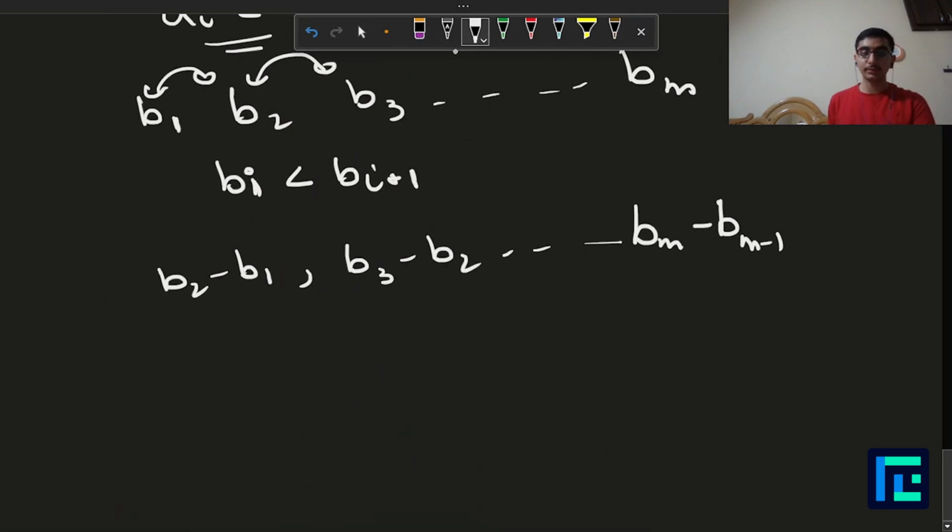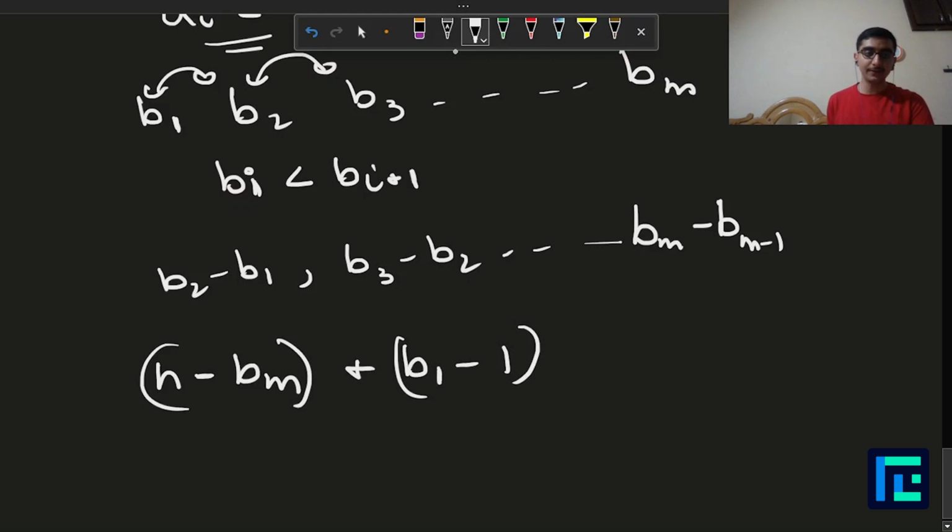How do I know the gap there? That would be n minus bm plus b1 minus 1, right? Because the gap between n and the last infected house and the gap between 1 and the first infected house, right? One more important thing to remember, b1, b2 are both infected.